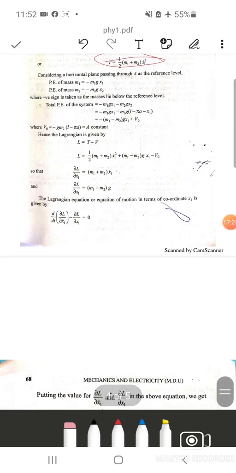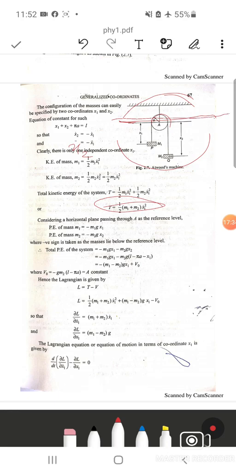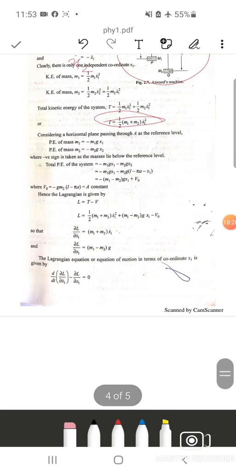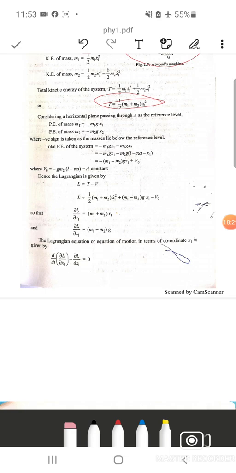Then finding the potential energy. Considering a horizontal plane that is passing through A, let us consider this plane as the reference level. And m1 and m2 are the masses which are below this reference level. So we can take the potential energy as negative. That just shows that the masses are below the reference level. So potential energy of the mass m1 will be equal to minus m1 g x1, and potential energy of the mass m2 will be equal to minus m2 g x2. Then total potential energy will be the sum: minus m1 g x1 minus m2 g x2.